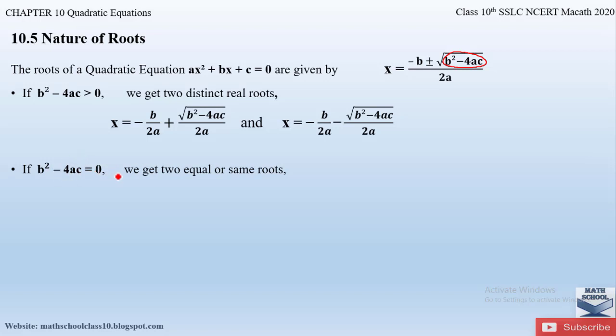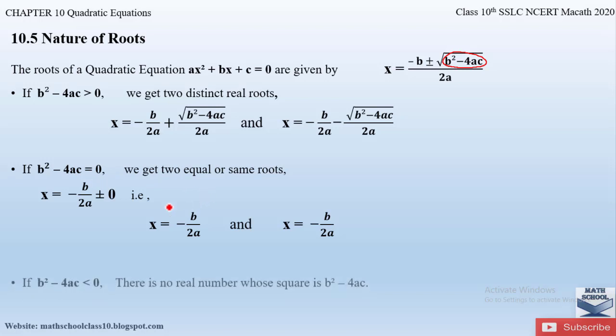For the second condition, when b square minus 4ac is equal to 0, we will get two equal or same roots. See here, when b square minus 4ac is equal to 0, in the quadratic formula the square root part becomes 0. So we are just left with minus b by 2a. That is, we will obtain the same roots, x is equal to minus b by 2a and x is equal to minus b by 2a. So the roots will be equal when b square minus 4ac is equal to 0.